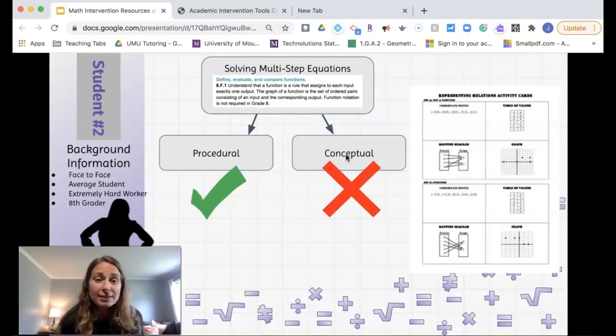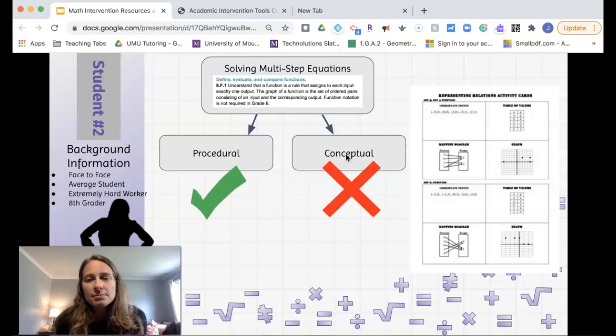Student number 2 is sort of the opposite story. We were working on functions with this student. She was a face-to-face student, pretty average student, really hard worker, and she was an 8th grader. And we were working on, is this a function? Is this not a function? And she's such a hard worker that she had memorized the definition of function, that each input gets exactly one output. And she knew that definition. So she had procedural fluency in a sense, and she actually could look at these problems and she could get them all correct. She got all 8 of these problems correct that we did.